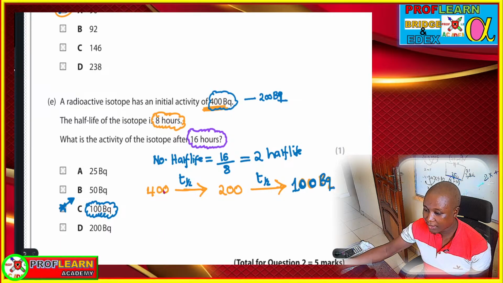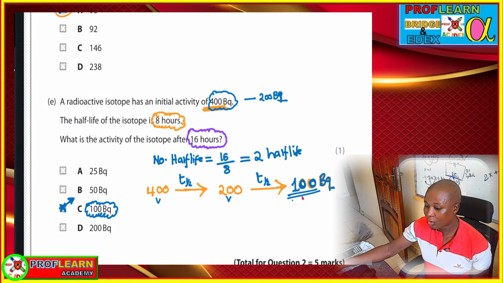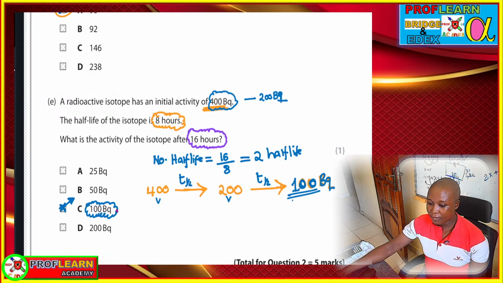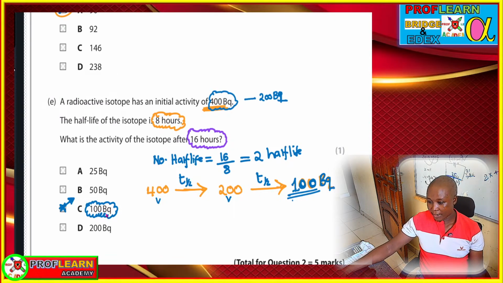So which means this radioisotope is going to decay 2 times. From 400, it becomes 200. Half of 200 becomes 100. So after 2 half-lives, the activity is 100 becquerel.